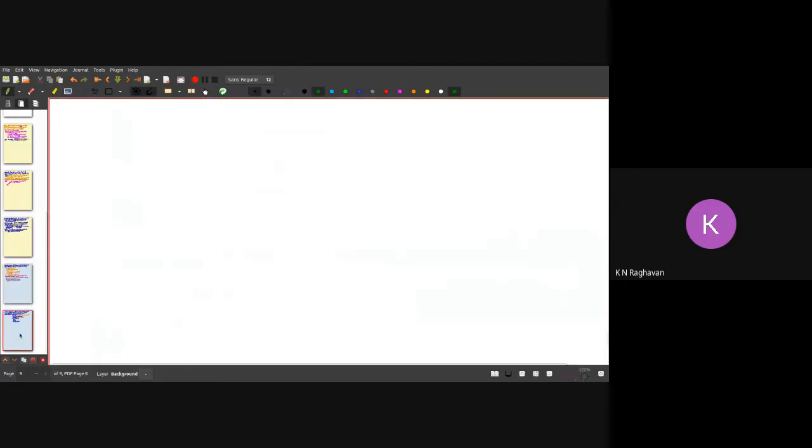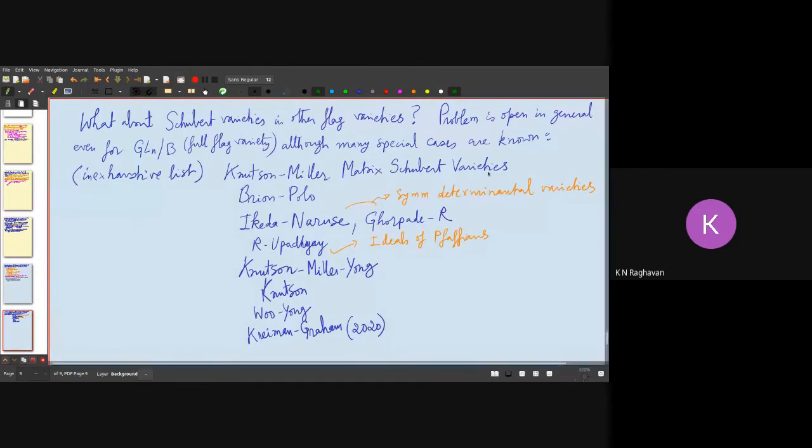And here is my final slide. What about Schubert varieties in other flag varieties? The problem is open in general, even for GL_N mod B, the full flag variety, although many special cases are known. And this is an ongoing project for many people. As I said in the abstract, there are various approaches by various people, and there are many papers, and this is again an inexhaustive list. I'm sure I've missed out some names here.